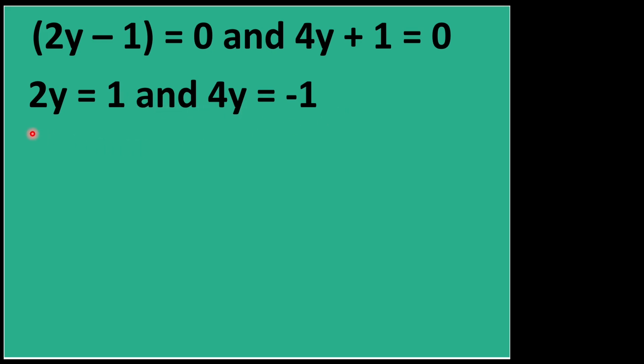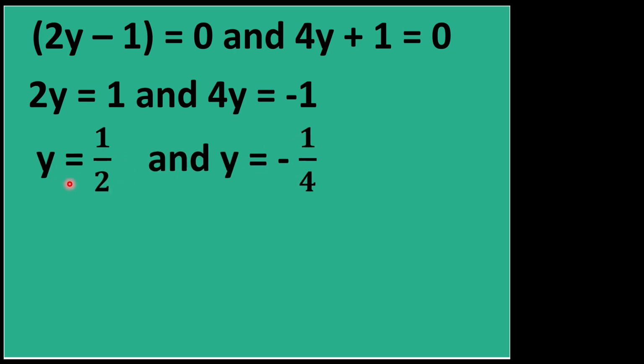And then if we divide here by 2 on both sides, it will become y is equal to 1 divided by 2. And here if we divide by 4 on both sides, this will become y equal to minus 1 divided by 4. So y equal to 1 divided by 2 and y equal to minus 1 divided by 4. So these are the values of y.